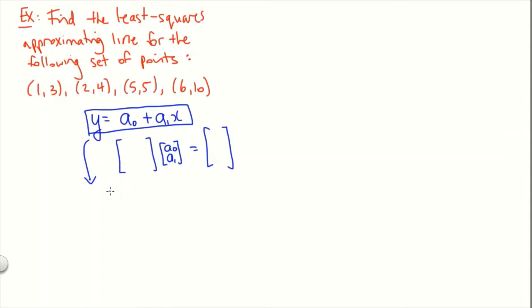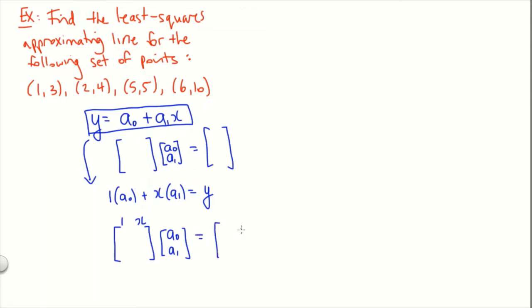Looking at the right side, we could write it as 1 times A0 plus x times A1, and we could say that's equal to y. That gives us a prompt in terms of how to write out this system. If our A0 and A1 are over here, then we're going to need 1 to multiply with the A0, x to multiply with the A1. That tells us how to fill in these columns, and we want that to be equal to y over on the right side.